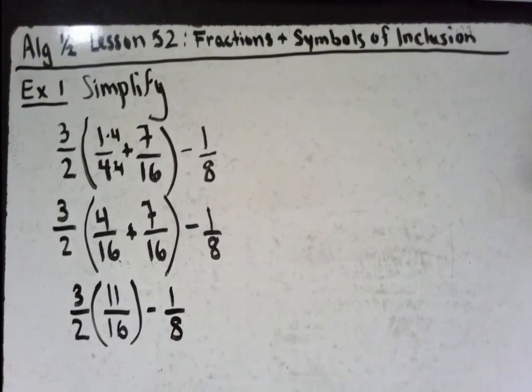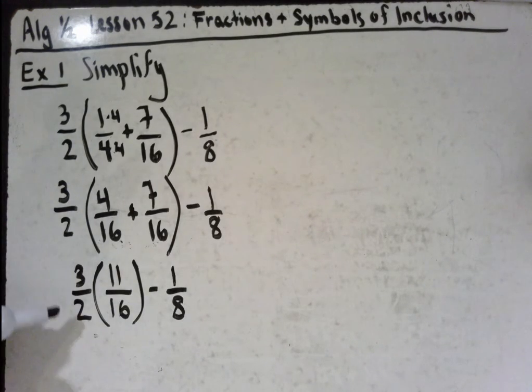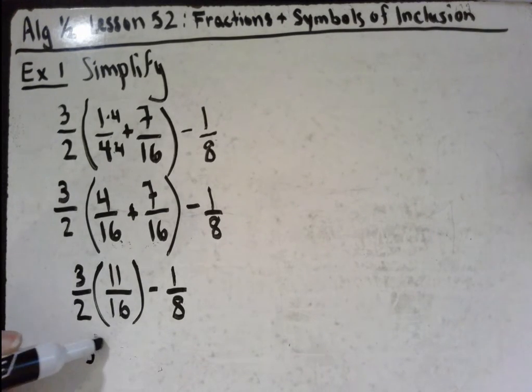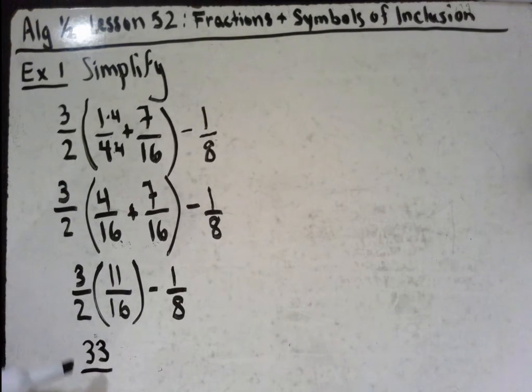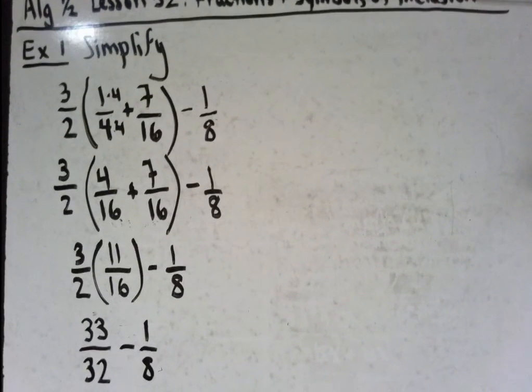The parentheses right next to each other, that means that we have to multiply. So we could cross cancel normally, but I don't see any common factors to cancel here. So I'm just going to multiply straight across. 33 over 2 times 16 is 32. And then I have to subtract 1/8 from that.